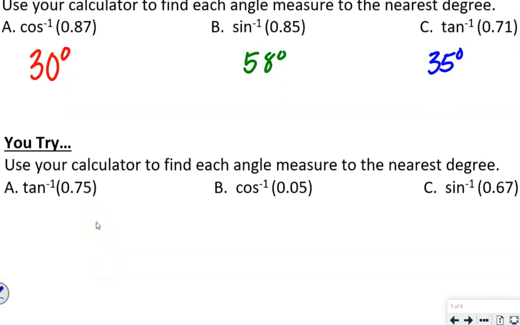All right, so what I got for these was 37 degrees. I got 87 for the inverse cosine of 0.05. And then for the inverse sine of 0.67, I got 42 degrees. Okay? All right, now we're going to use these.